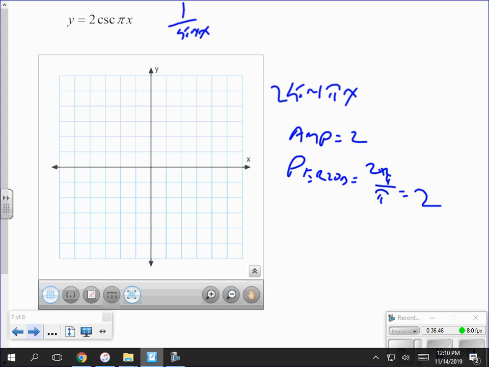Okay, so my amplitude is 2. My period is 2, because you take 2 pi and divide it by the pi in front. So let's do this. So 1, 2, 3, 4. There's a 2 there. Here's a 1. There's a -1. Here's a -2. So the sine is 0 here, climbs up, comes back down to 0, goes down, comes back up. So it goes 0, 2, 0, -2, 0.